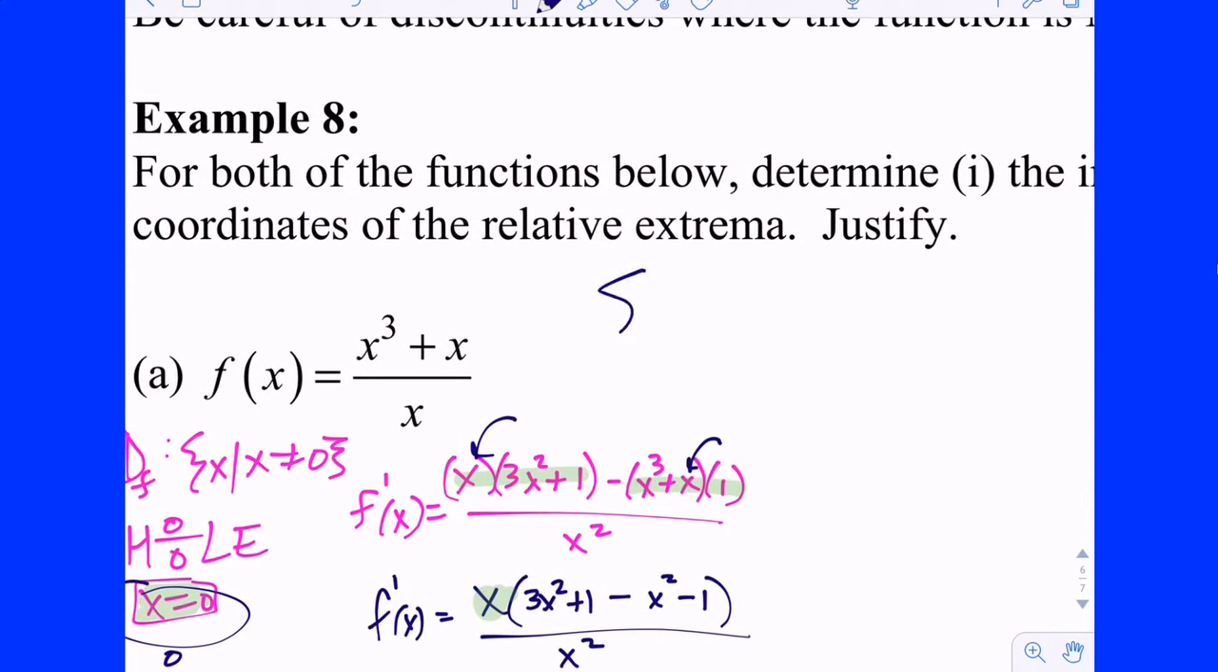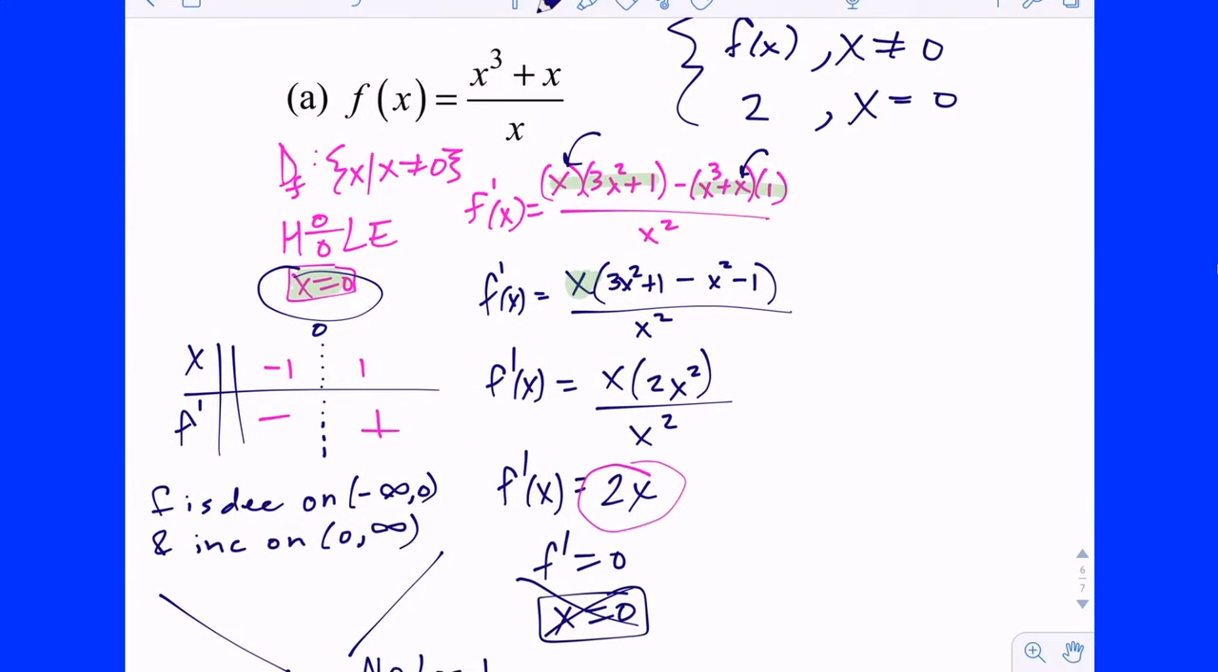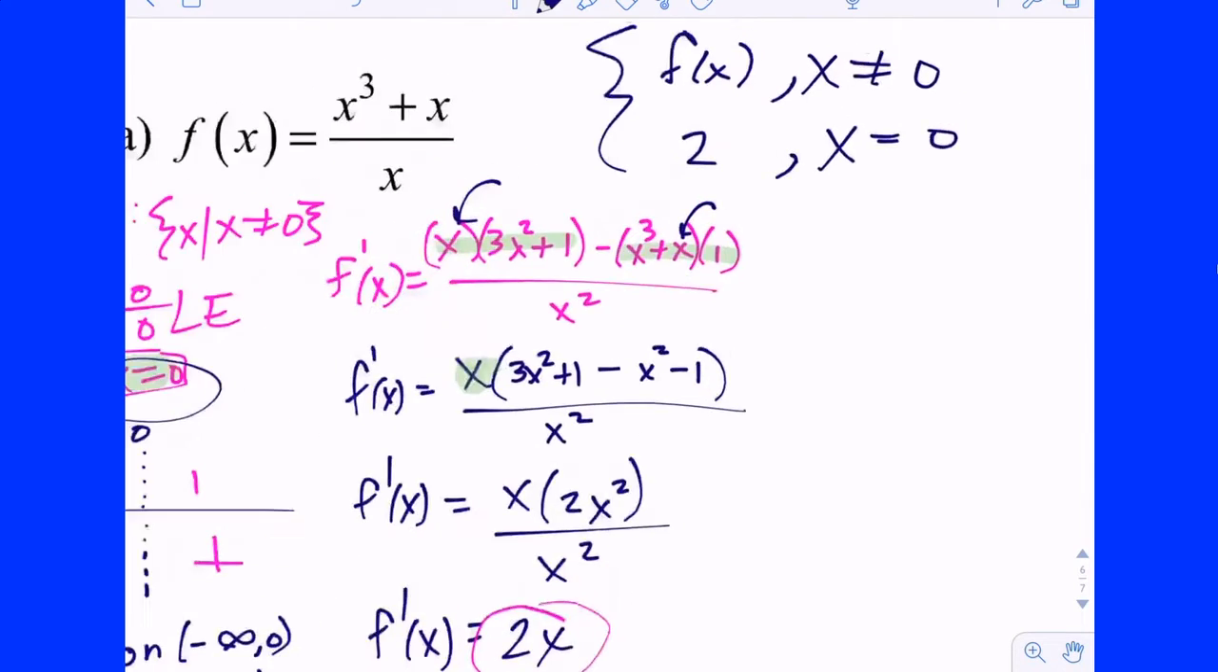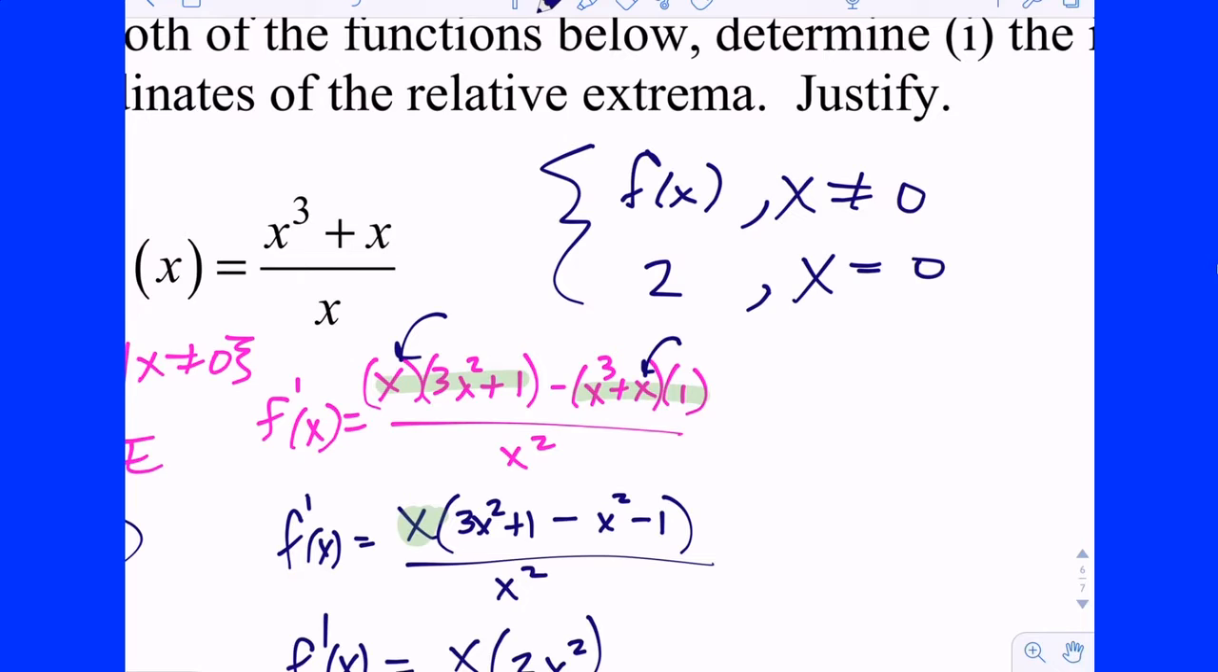Now what if I made this a piecewise function? Bless you. And I said, let it be f of x when x isn't 0. Otherwise, let it be 2. Would it change our analysis for the derivative or the increasing, decreasing? No, because it's still the same function everywhere to the left of 0 and the same to the right of 0. But what's going on at 0? Is it a local max or a local min?